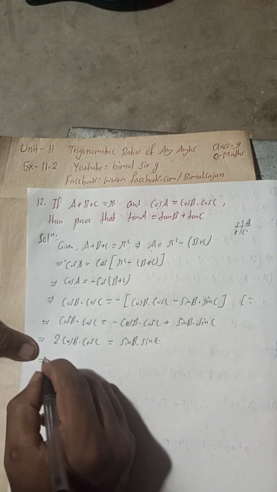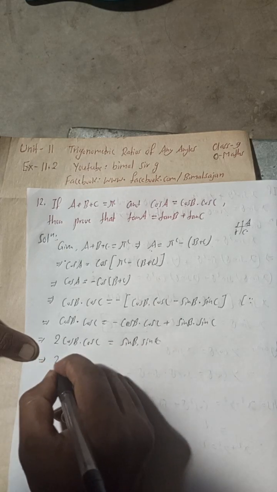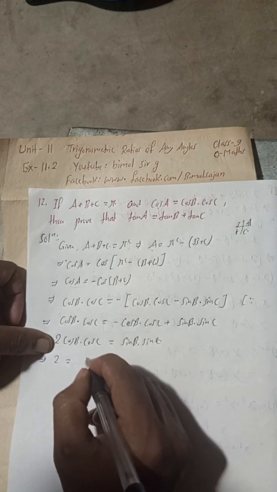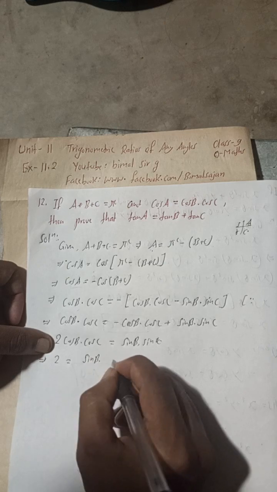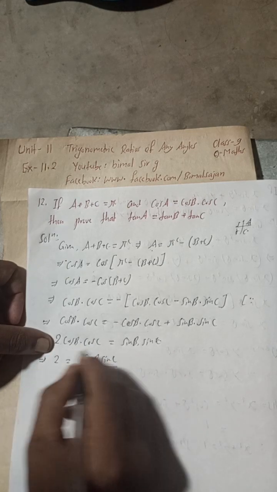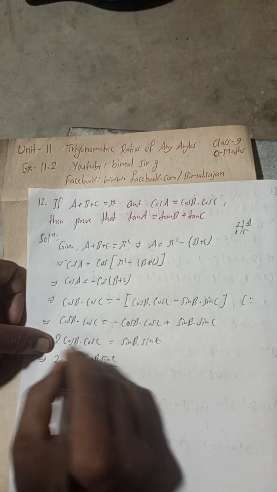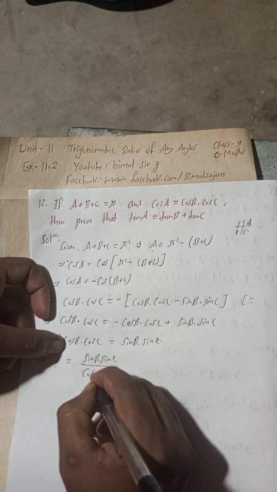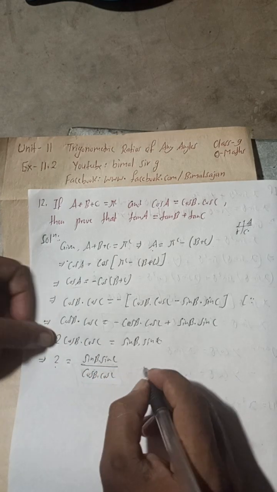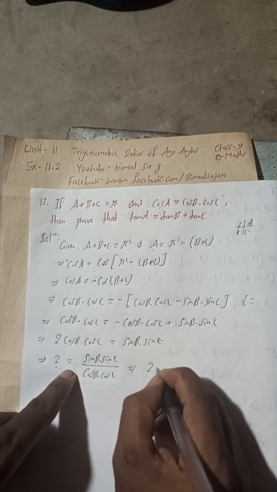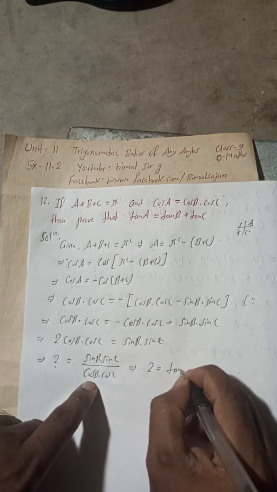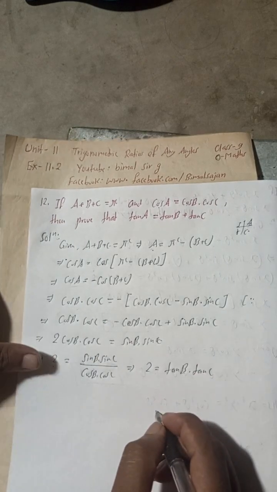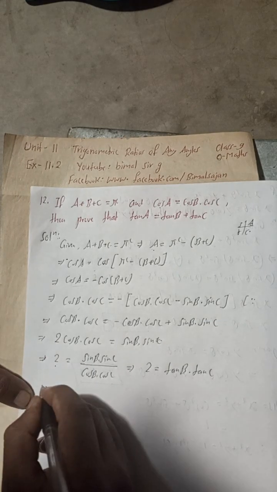Now what you can do here: keep 2 as it is, and take this multiplied form. On the right side, copy it: this is sin B sin C, and 2 as it is, and this is multiplied. When it goes to this side, this multiplication becomes division, so here it will be cos B cos C. This implies 2 is equal to sin B by cos B, which is tan B, and sin C by cos C, which is tan C.